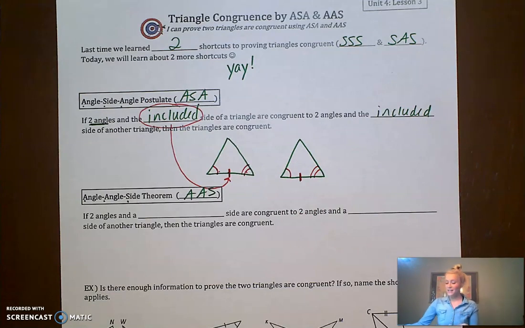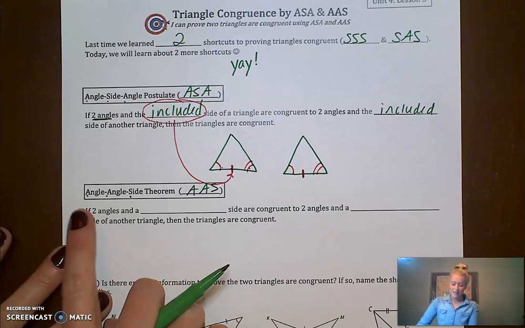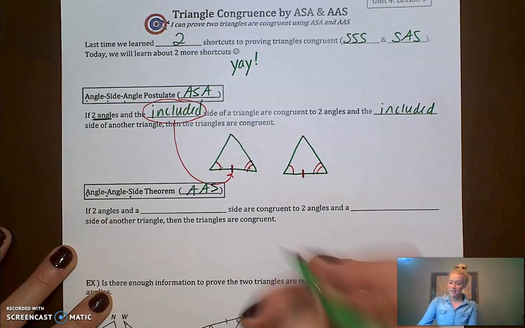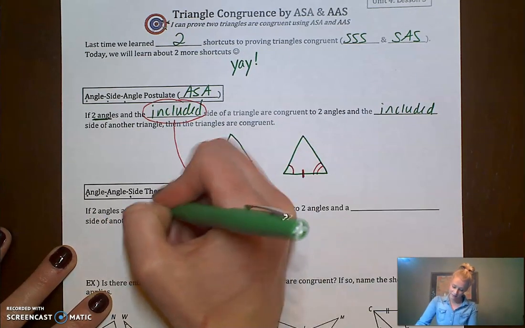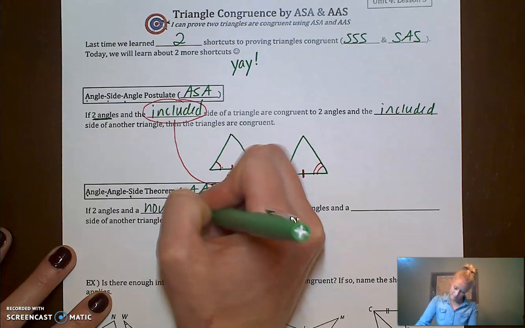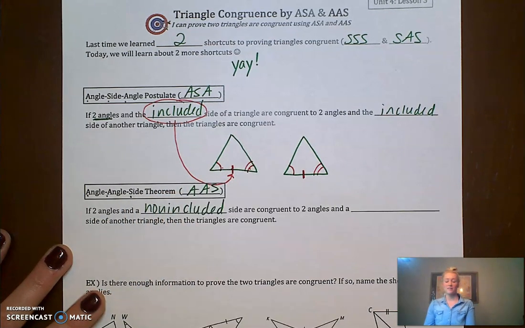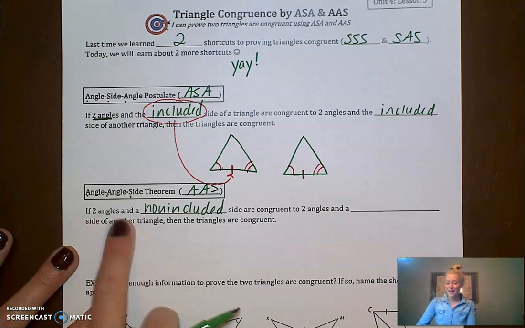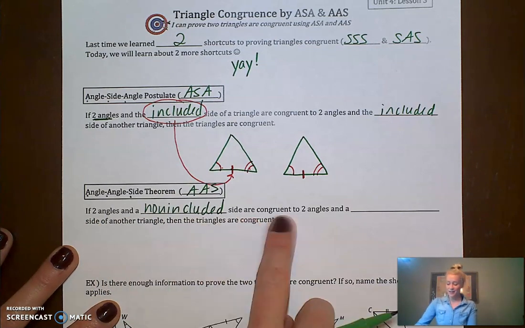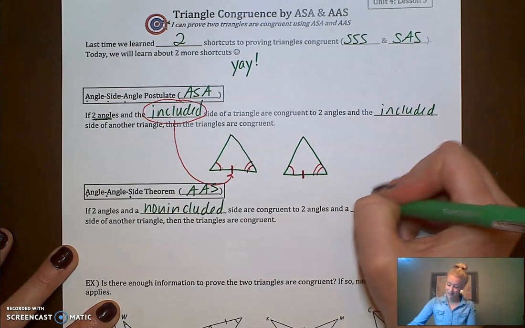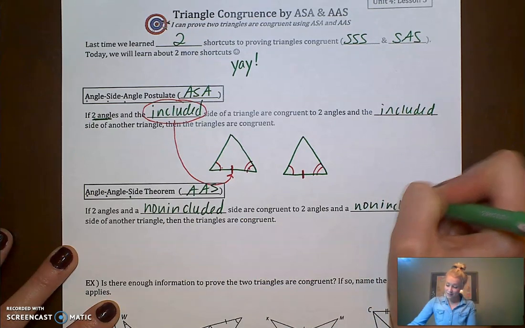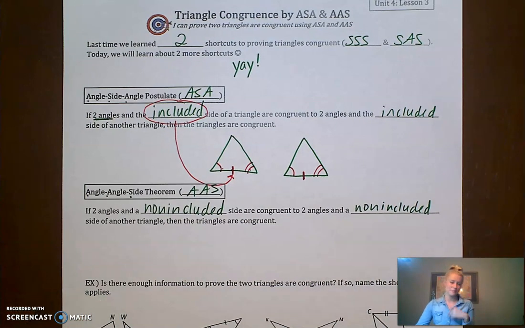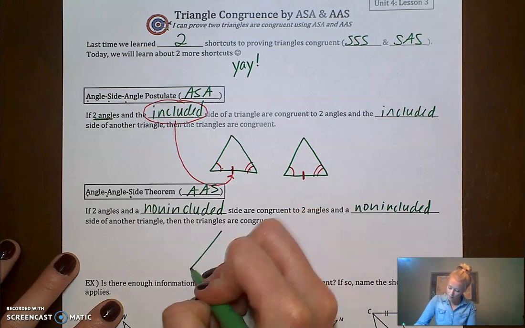Now, angle, angle, side is a little bit different. This one says if 2 angles and a non-included side. Some of you have a headache already, I'm sure. But if 2 angles and a non-included side are congruent to 2 angles and a non-included side of another triangle, the triangles are the same. Let's picture it up.